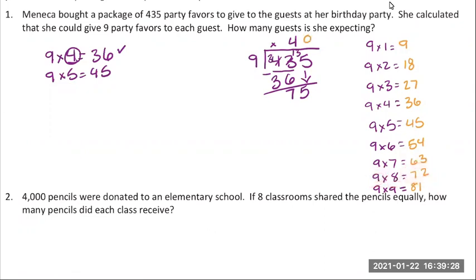Okay, so we're going to do 8. Then we're going to multiply. 9 times 8 is 72. And then we'll get our leftover, which is 3.